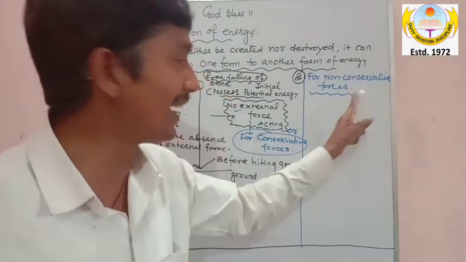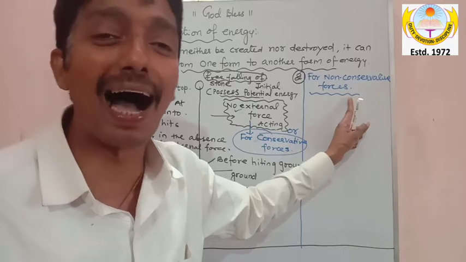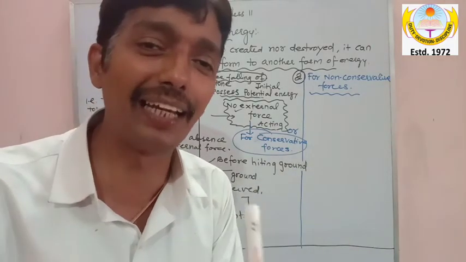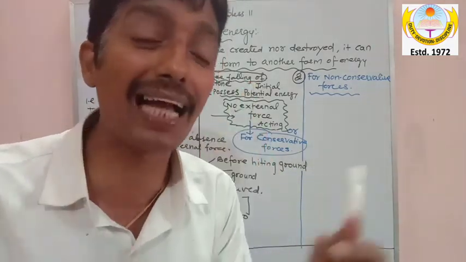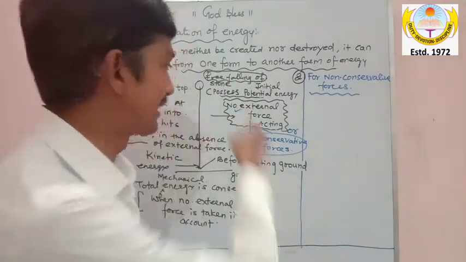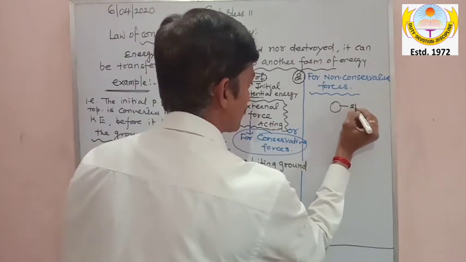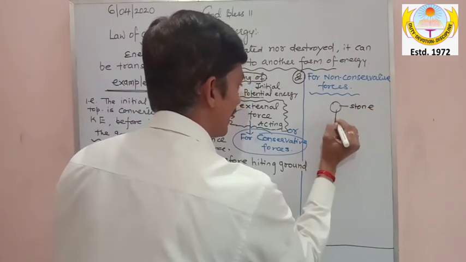But my dear, here now still I will show the conservation of energy by accounting for external forces acting, and energy is conserved. Now look at this same example. For example, my dear, there is a stone. This is a stone. And this stone is falling.